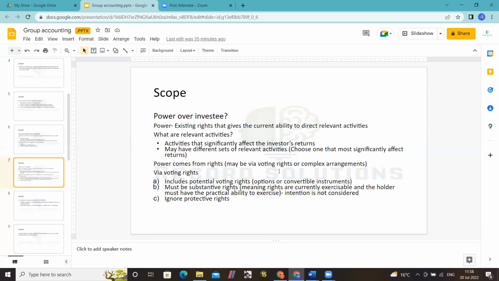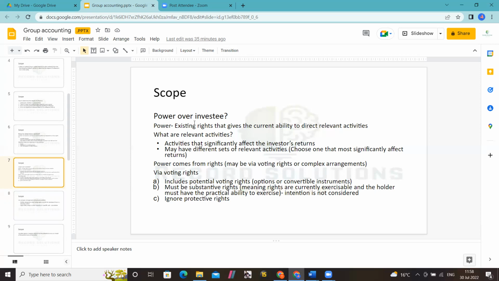So it's very important, whether it's voting rights or complex arrangements, you will see it immediately. And then the last thing with voting rights, and this is very important. I hope you note this down. This is what they actually like asking, right?